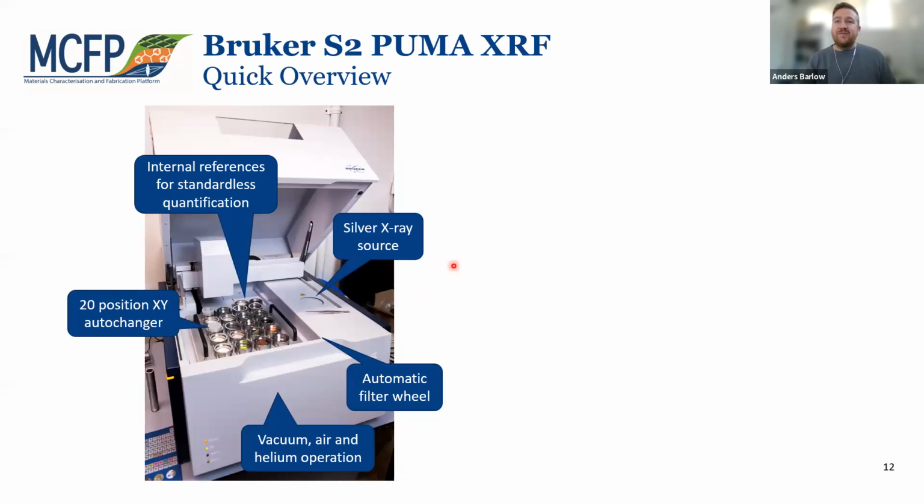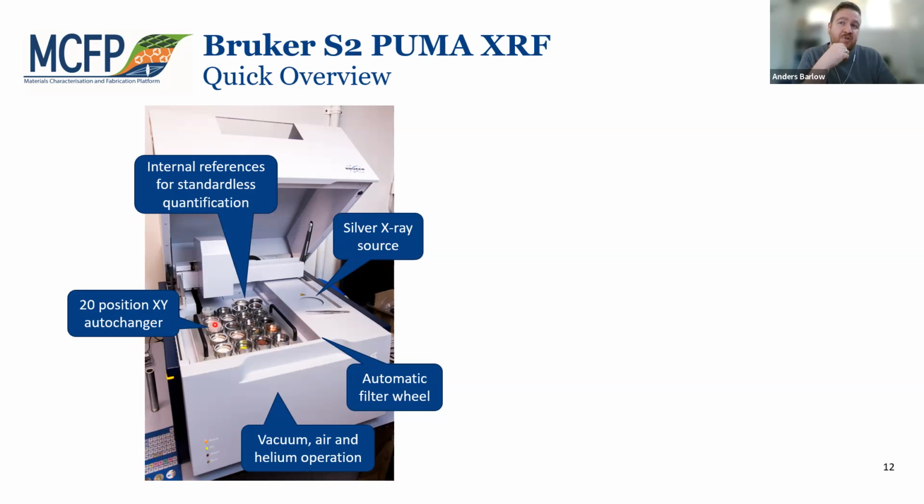A little overview of the instrument itself that we have within the MCFP. This is a Bruker S2 PUMA XRF, energy dispersive XRF. And this instrument is PC controlled. So often you'll see with these PUMAs that they have a little screen on the front. Ours actually has a separate computer off to the side to control it and to interact with it. Ours also has the 20 position XY auto changer as well. So here, all of these positions are accessible.